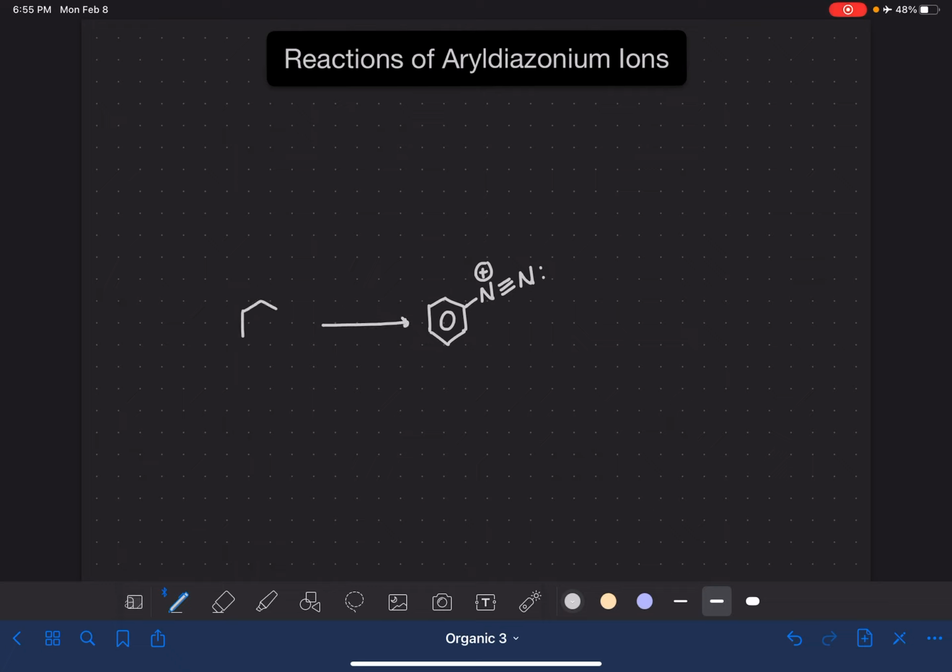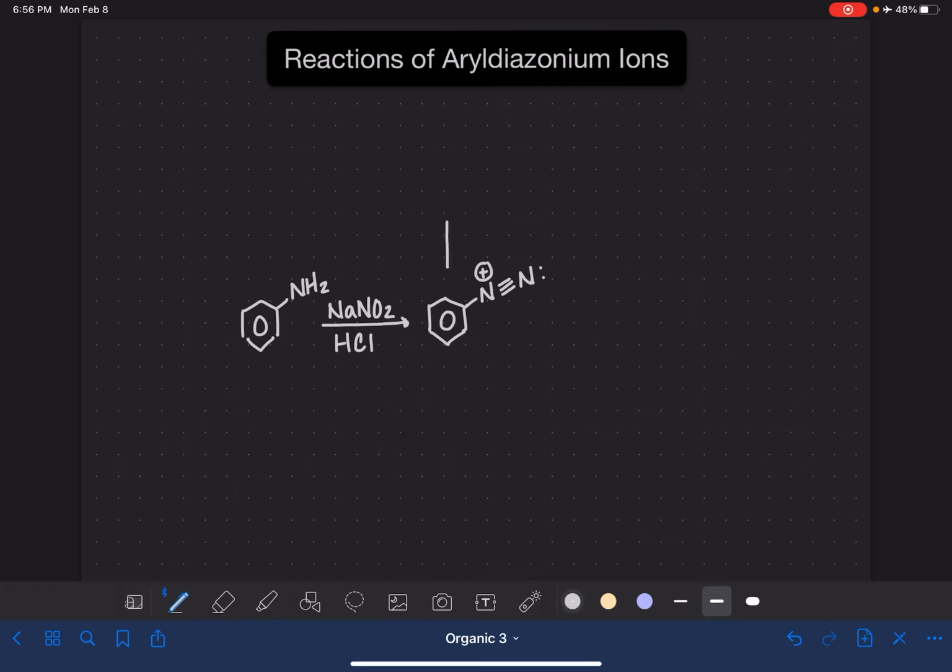First, let's look at how this molecule is made. This is synthesized very easily from aniline, reacting aniline with sodium nitrite, NaNO2, not NaNO3, in acid, HCl. That will synthesize the aryldiazonium. And the aryldiazonium is able to do a lot of really cool reactions that we can't do on normal benzene rings with electrophilic aromatic substitution. I'm going to draw 8 of those reactions here.